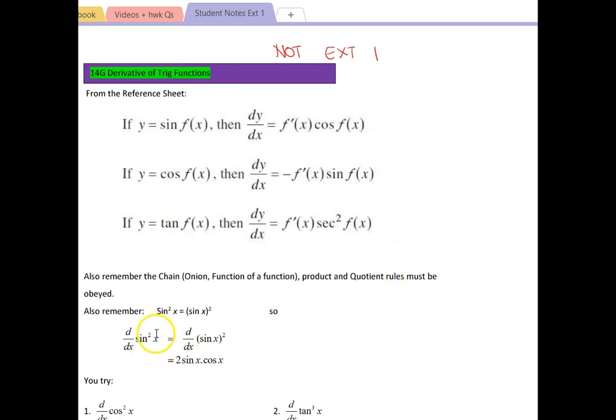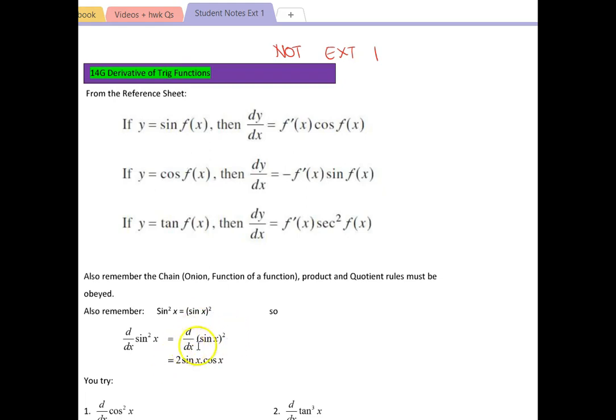Just also be aware that when we write sine squared x, we write it like this, but we actually mean sine of x all squared. So you can probably see from there that you would be using the chain rule or function of a function rule, bringing the 2 to the front, subtract 1 from the index, and then differentiating the function inside the bracket. So d/dx of sine squared is d/dx of sine of x all squared.